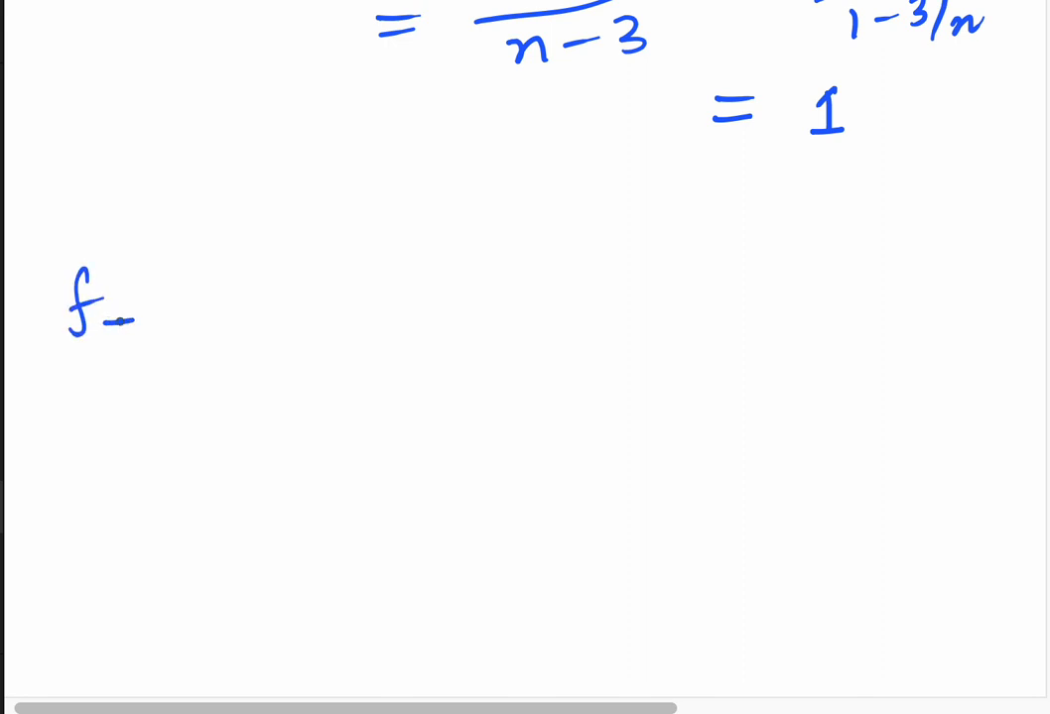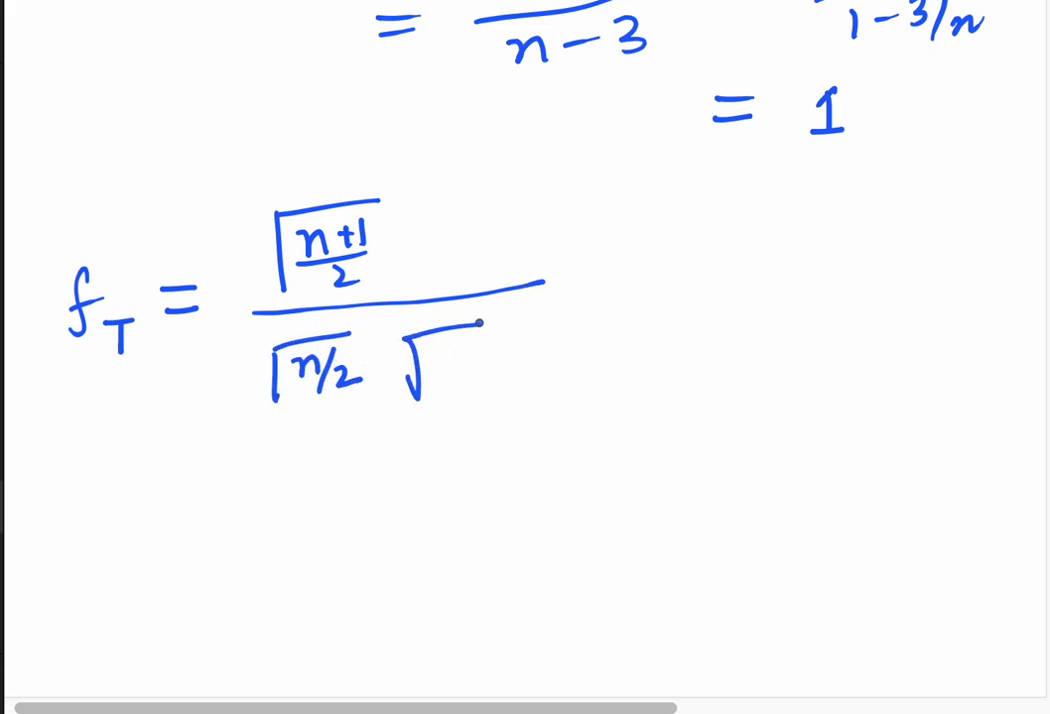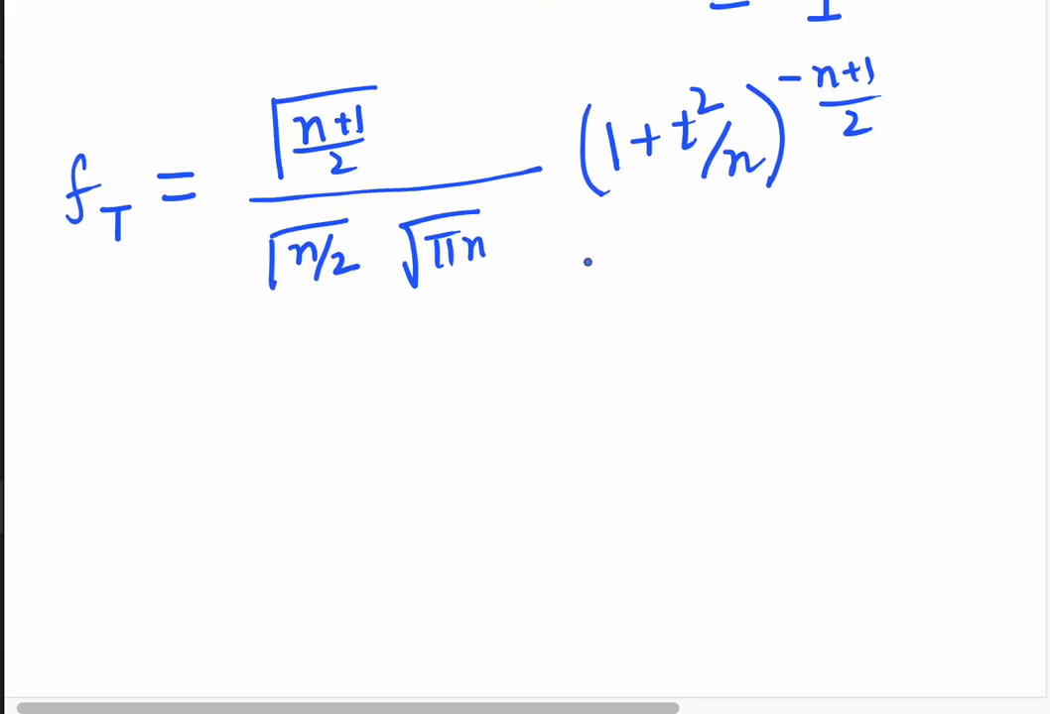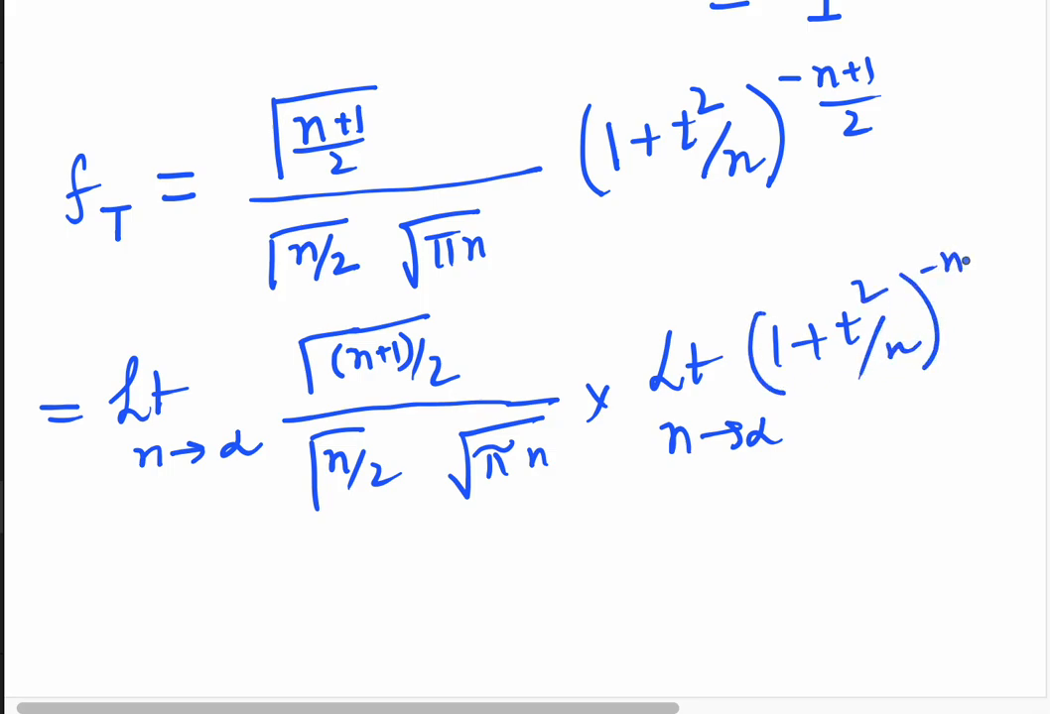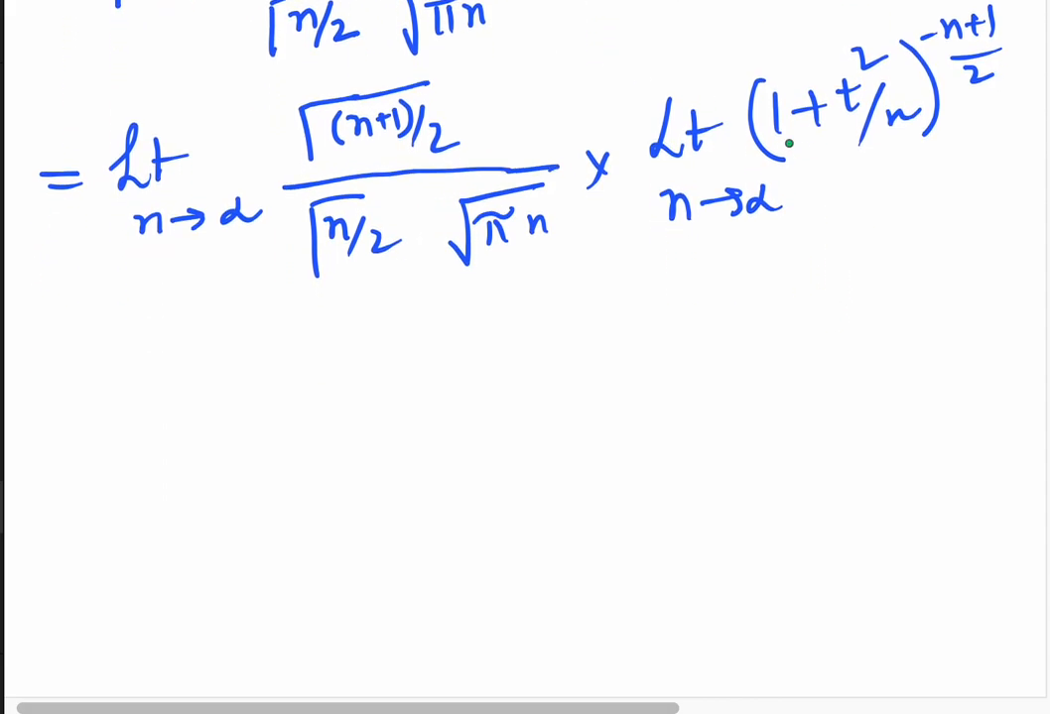So you know that the density of the t distribution is f(t) equals gamma((n+1)/2) over gamma(n/2) root(pi n) times (1 + t squared/n) to the power minus (n+1)/2. So if I take the limit, there will be two limits: the limit as n tends to infinity of gamma((n+1)/2) over gamma(n/2) root(pi n), into the limit as n tends to infinity of (1 + t squared/n) to the power minus (n+1)/2. Let's first check this limit.